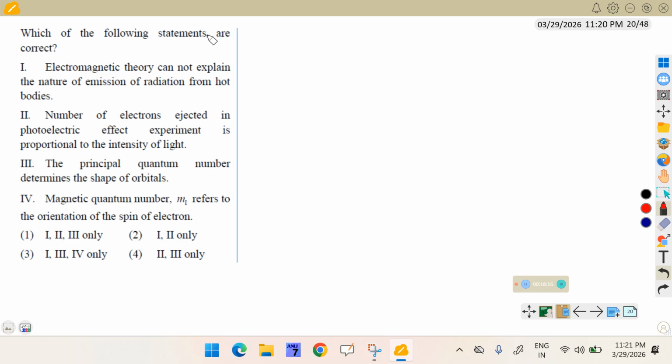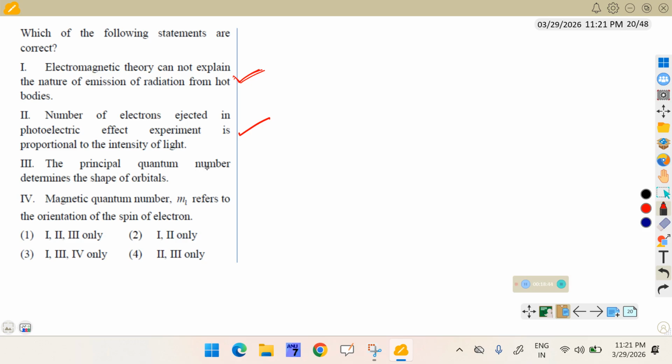Which of the following statements are correct? Electromagnetic theory cannot explain the nature of emission of radiation from hot bodies. Correct. Electromagnetic theory did not explain it. Photoelectric effect explains that the number of electrons ejected in the photoelectric effect experiment is proportional to intensity of light. Yes, this is also a correct statement.